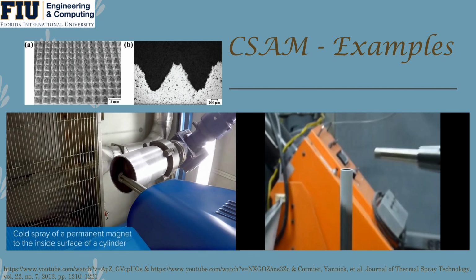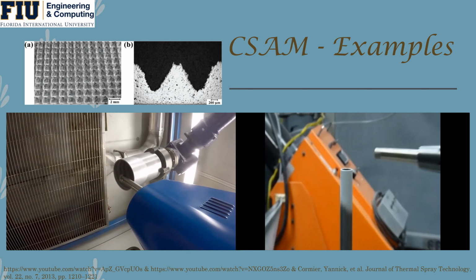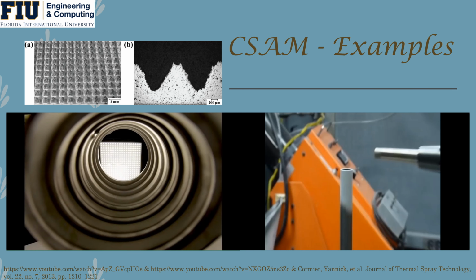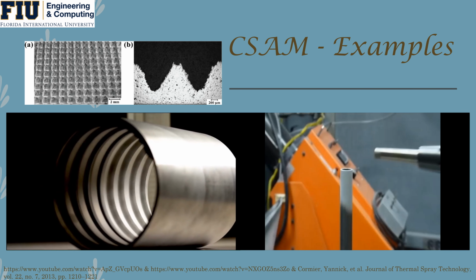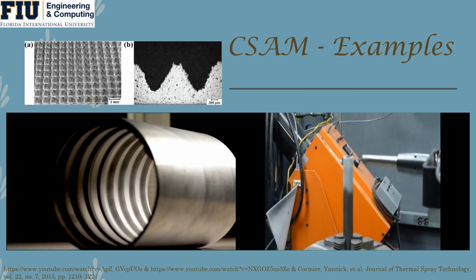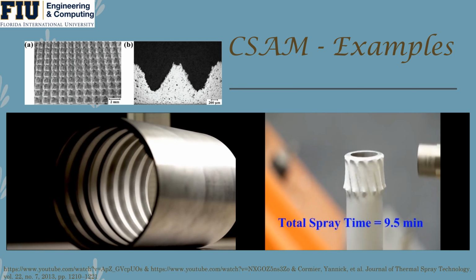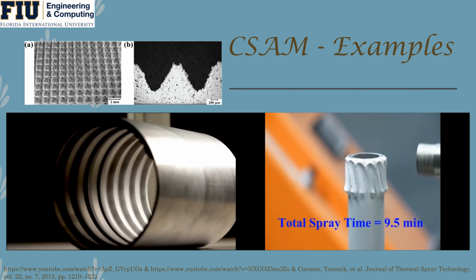In the first video, we can see two 6-axis robots being used to create a helical magnet inside a hollow cylinder for these electric motors, as mentioned. In the second video, GE is showing off their system in which they're creating a helical gear on top of a cylindrical rod, which only took 9.5 minutes to create.